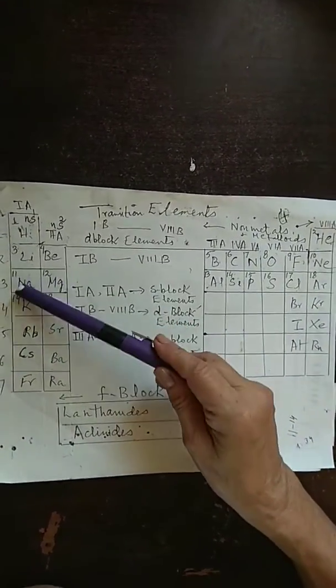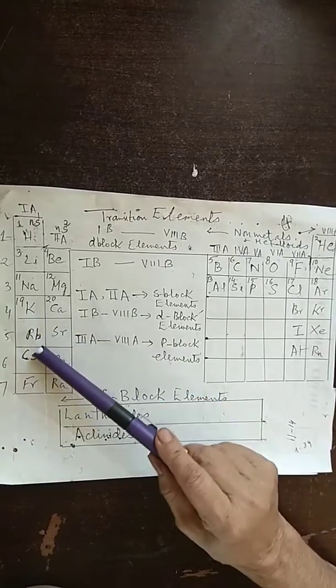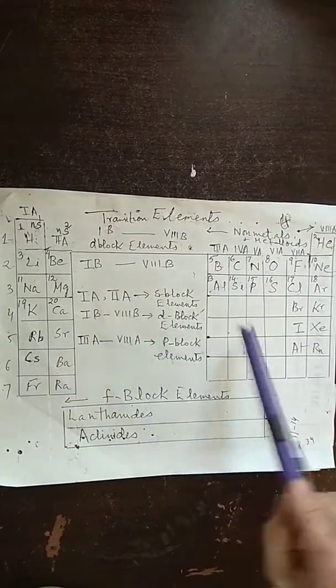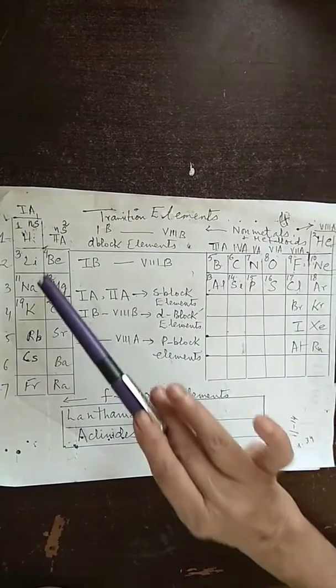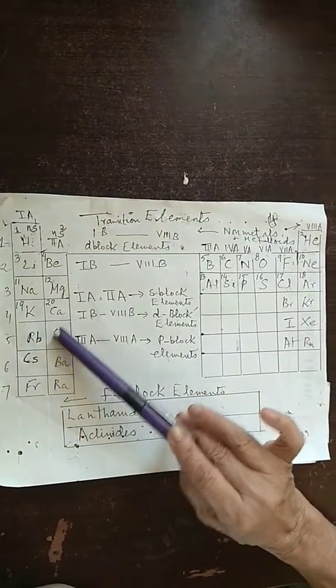In the second and third period, how many elements are there? 8. In the fourth and fifth period, how many elements are there? There are 18. Between these are the B block elements. But just remember, in the first, shortest one, 2 elements are there. In the second and third, 8. In the fourth and fifth, there are 18 elements.